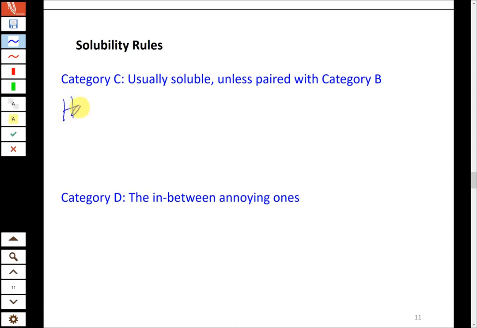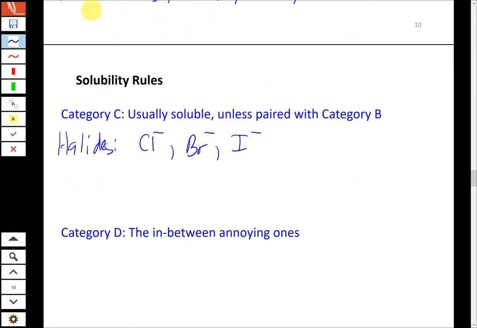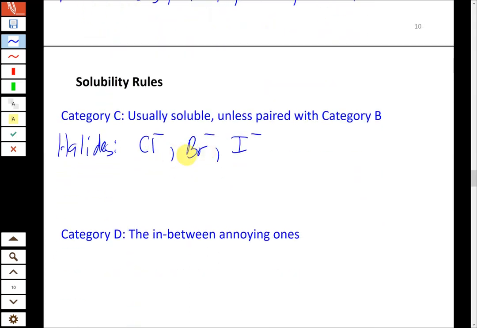So if we have the halide salts, in particular the three heavier ones, Br-, Cl-, and I-. Those are the group 7 anions, that second to last column of the periodic table. So chloride, bromide, iodide. Those salts, if they're in an ionic compound, are usually going to be soluble unless, again, the cation is silver or lead. So these are sort of a hierarchical precedence. So category B, you want to think about that first. But if it's any other halide salt where the cation is not from one of those.